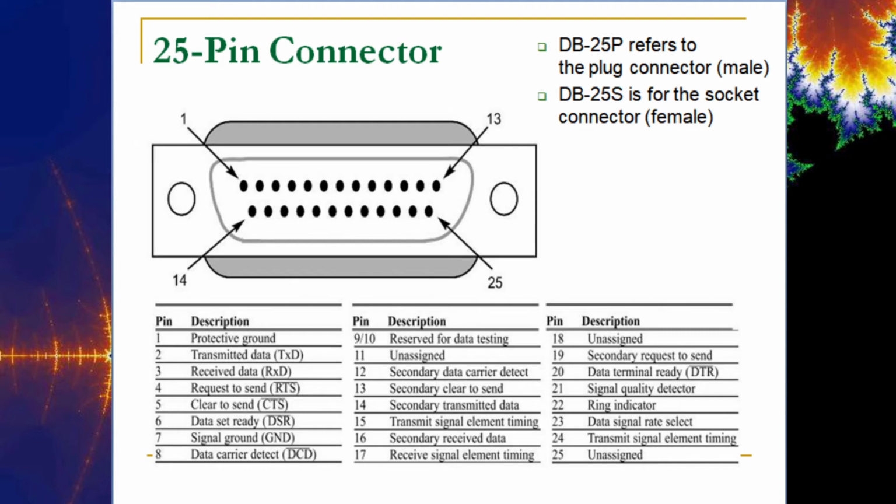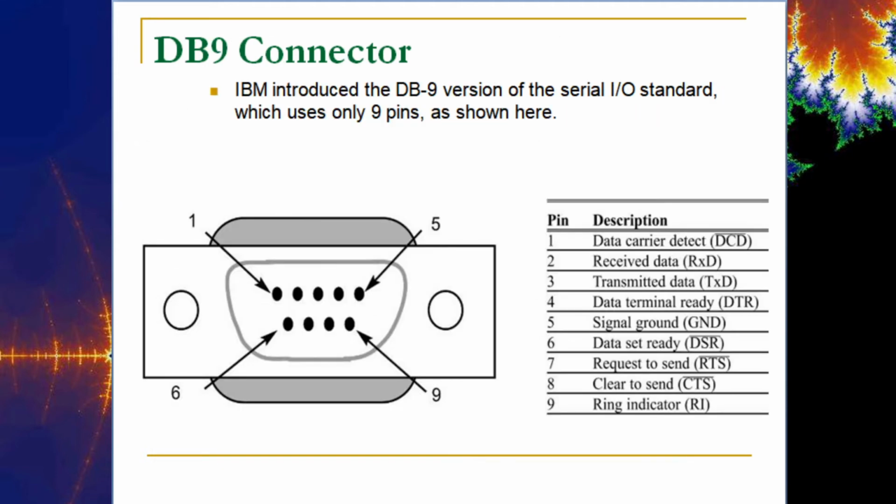Part of the reason why we use serial communication is because it's too expensive to do things in parallel, because it requires too many lines. Well, look where we ended up here. A lot of these lines aren't even used. You can see there's a few of them that are unassigned. To rectify that and condense this down, they went to the DB9 connector. IBM is the one who introduced this one. Now you're down to only 9 lines in the cable, and it became the serial input-output standard.